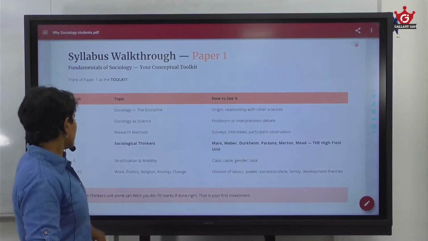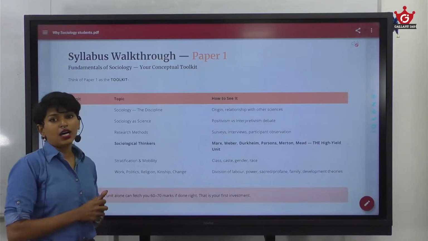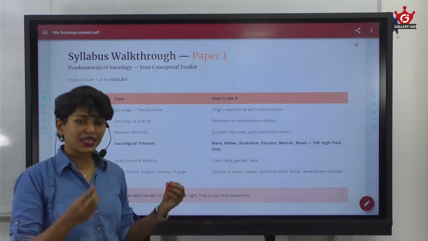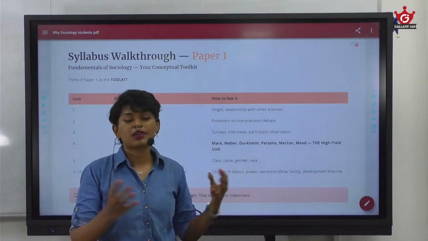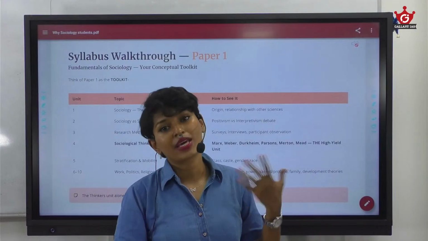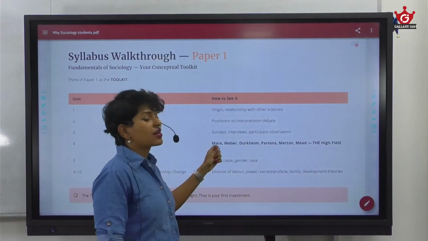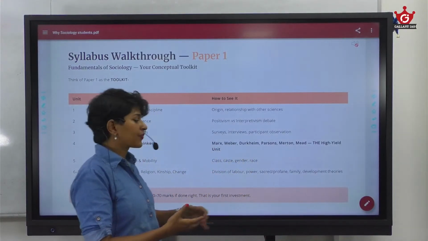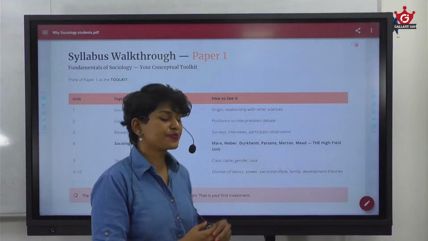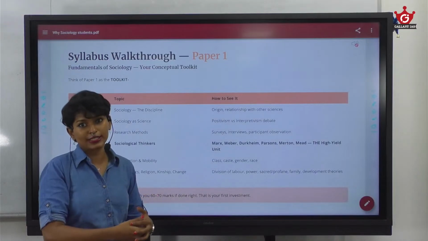Then coming to the next module, it is about stratification and mobility. When you hear the term, you may not be able to relate to it, but break it down like this. Think about different strata in society, or different groups in society based on income or economic parameters, like class, caste, gender, race. These are different examples of stratification, right? We have to learn about it and the mobility within such groups in society.